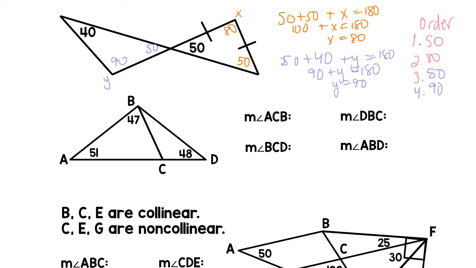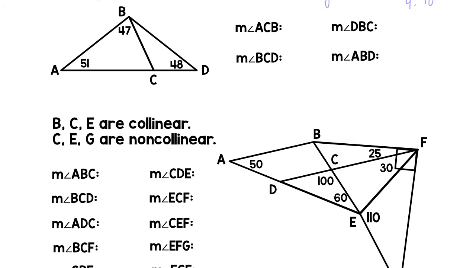Let's look at the next triangle down, triangle ABC and BCD. We have the measure of angle A and the measure of angle B. Now we need to know C. So we can add up A and B. 51 and 47 is 98. And then do 180 minus 98 to get the measure of angle C. So that's ACB is going to be 82.